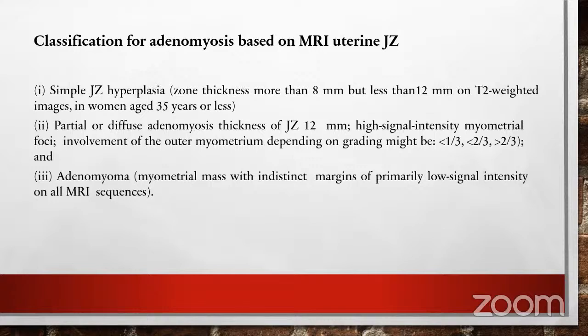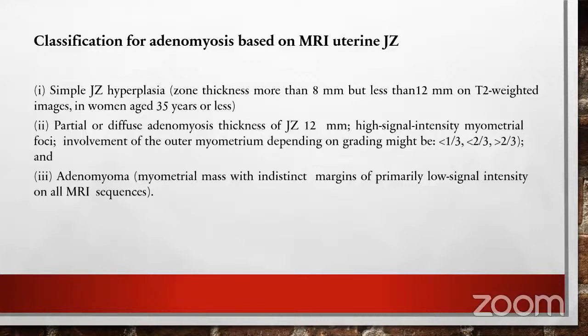Classification of adenomyosis on the basis of MRI of the uterine junctional zone. Simple junctional zone hyperplasia. Zone thickness is more than 8 millimeter, but less than 12 millimeter on T2 weighted image in women aged 35 years or less.